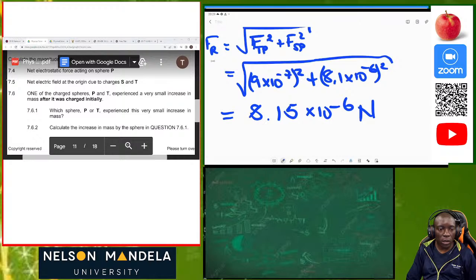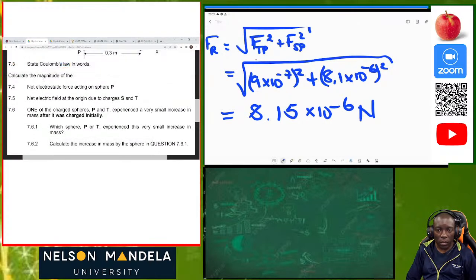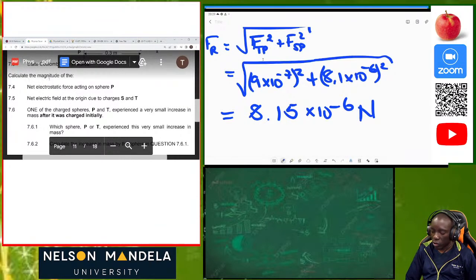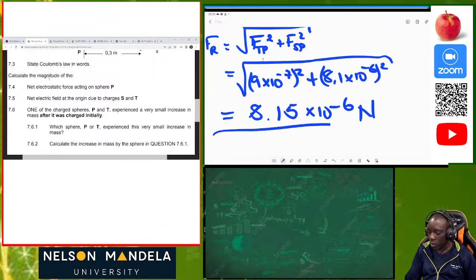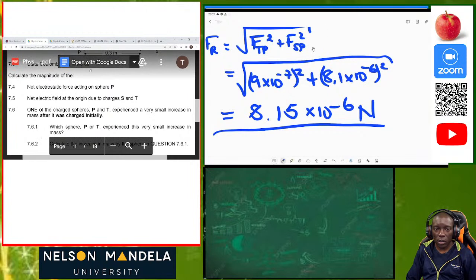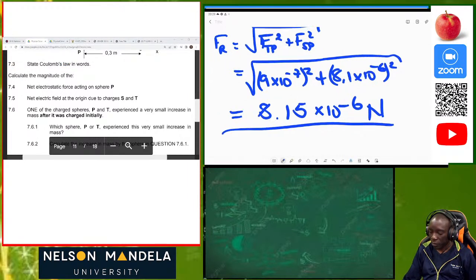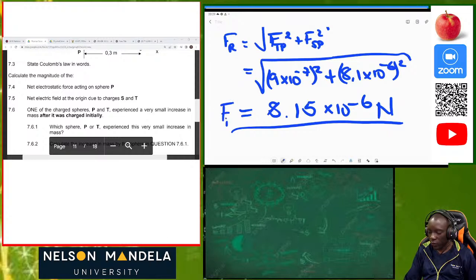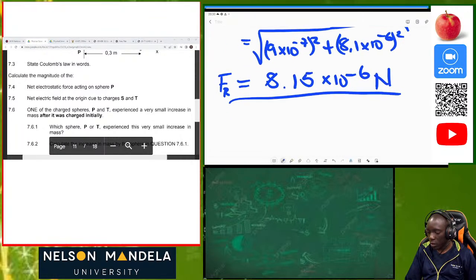And let's check what the question asks. Calculate the magnitude. So the question only requires the magnitude, and this will be okay without the direction. So FR is the net force or the resultant force. F net, you can call it F net, still okay. So the magnitude is only 8.15 times 10 to the minus 6 newtons.